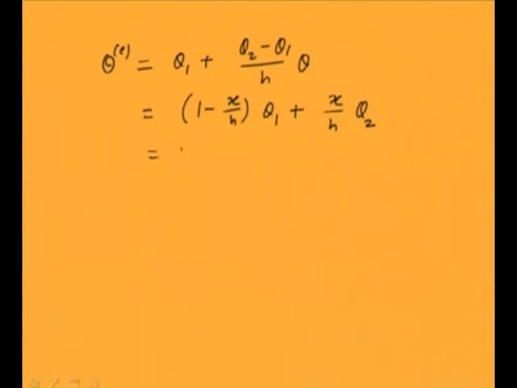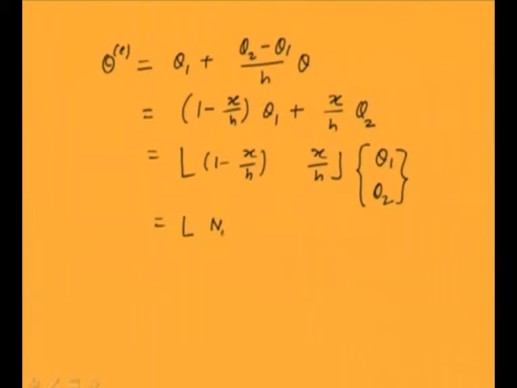And this we can write in a matrix vector form like this. This is a row vector and this is a column vector, and this is our standard form of the solution which we wrote earlier also, like this. So these N1(x) and N2(x) are nothing but shape functions. So this we can write in a more compact form like this.